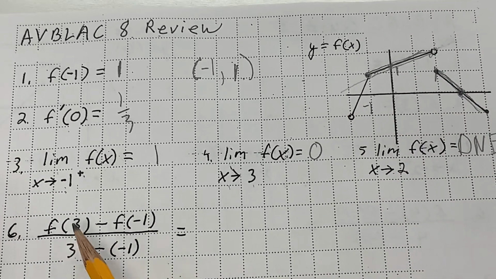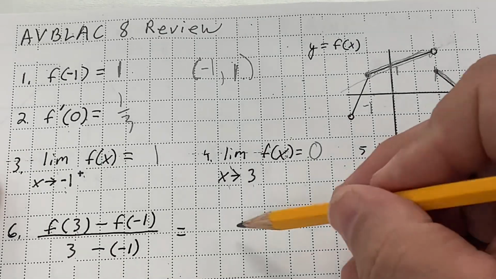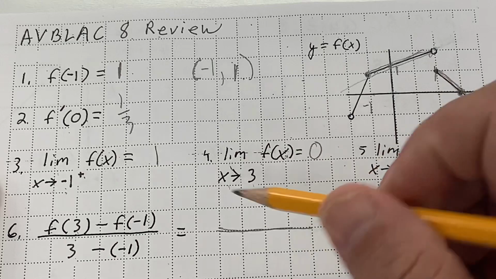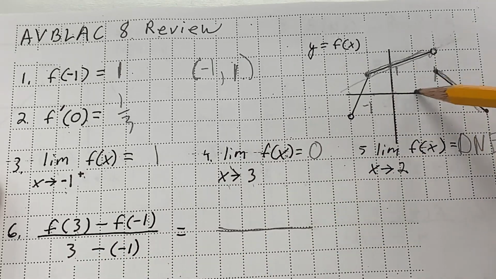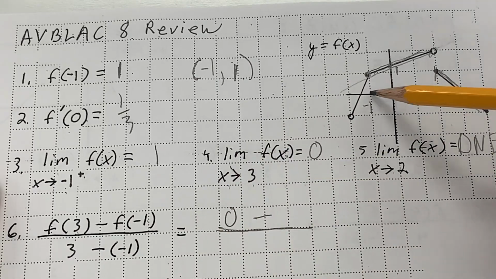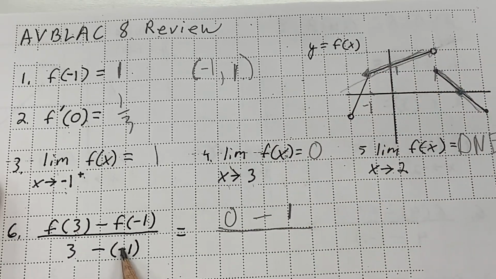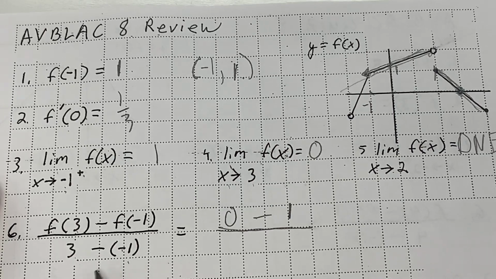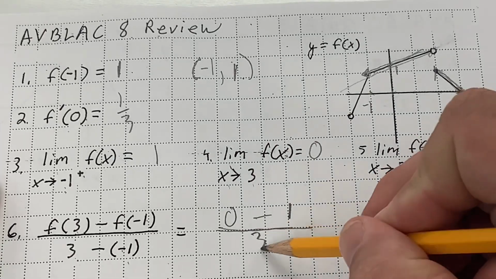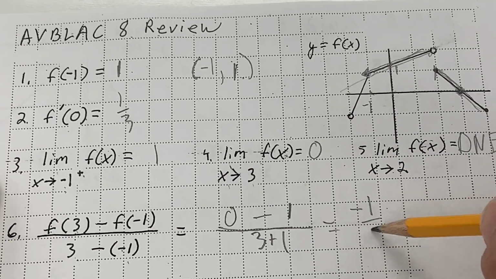Average rate of change, f of 3 minus f of negative 1. So let's see what the y value is at 3. So f of 3, 1, 2, 3 is 0. Minus f of negative 1. Negative 1, f of negative 1 is 1. And then we just do 3 minus negative 1 on the bottom. We don't have to evaluate or anything. That's just going to be 3 plus 1. So my average rate of change is going to equal negative 1/4.